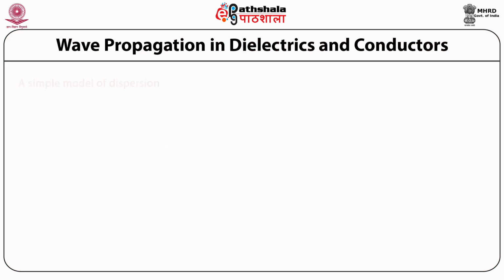The frequency dependence of the velocity of propagation leads to the phenomenon of dispersion, spreading of waves, and group velocity as distinct from the phase velocity. In this module, we wish to study a simple model of dispersion for the purpose of studying these phenomena. So let us see a simple model.